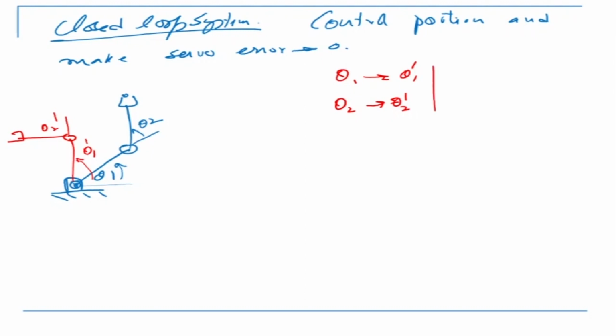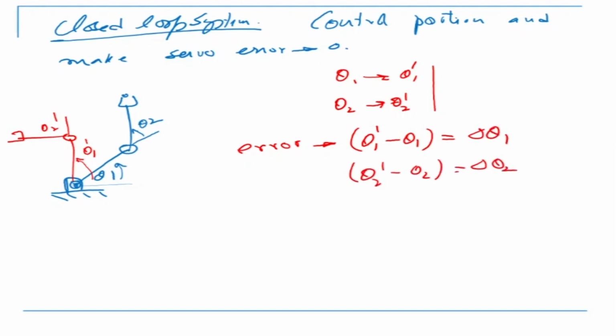So what the controller does is it will create an error, which means theta 1 dashed minus theta 1, del theta 1, and then theta 2 dashed minus theta 2, del theta 2, as an error. Then it will move the joint theta 1 in this direction and theta 2 in this direction, so that this error goes towards 0. This is what it means.